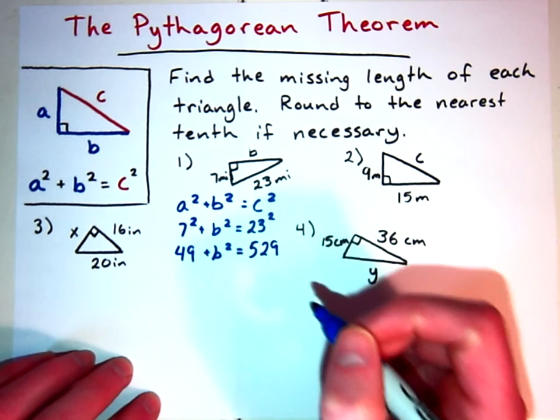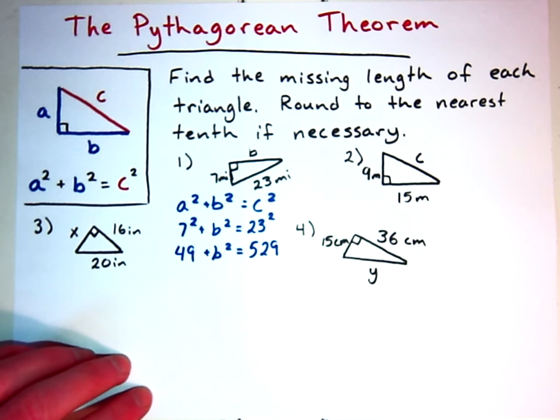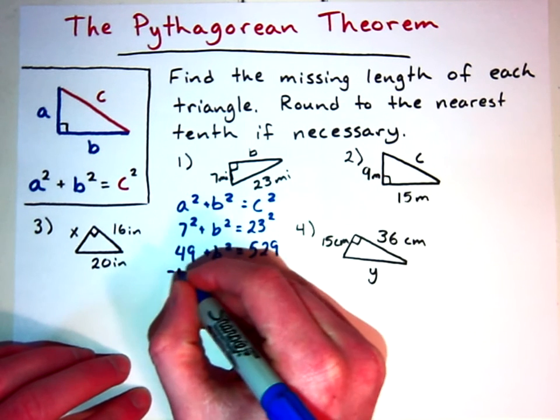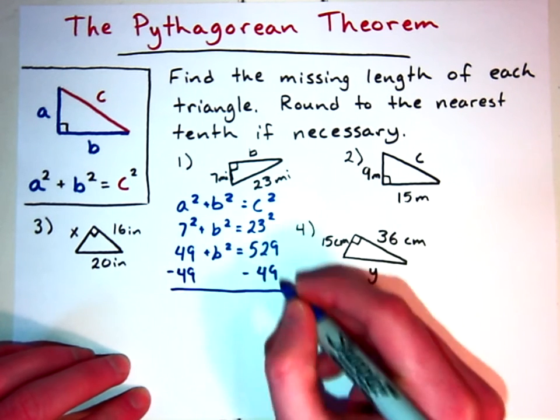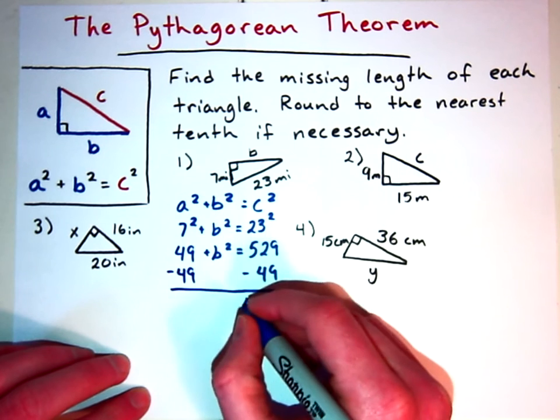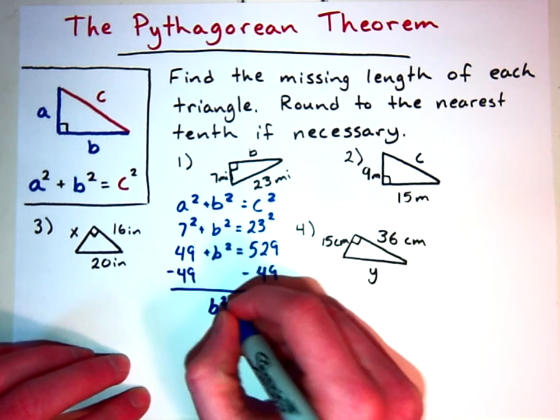From there, I need to start doing inverse operations in order to simplify this and isolate my b. Instead of saying 49 plus b squared equals 529, I need to know simply what b equals. So here's how we do it. We subtract 49 from both sides. We're taking inverse operations to get us where we need to go. That's going to be 480. I get b squared equals 480.